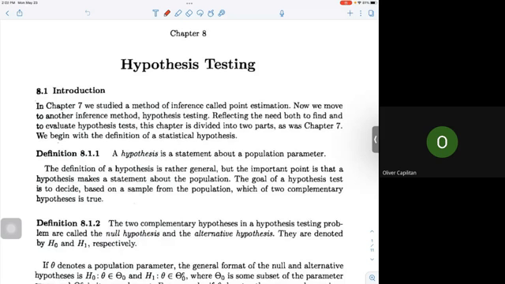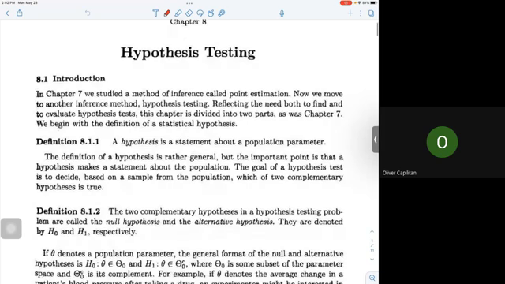Okay, once again, good afternoon, everyone. We are now on chapter 8, hypothesis testing. In chapter 7, we actually studied a method of inference called point estimation. Now, let's proceed to another method called hypothesis testing. To start, let us define a hypothesis.